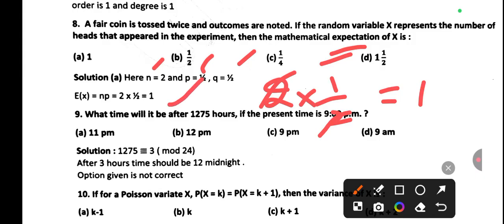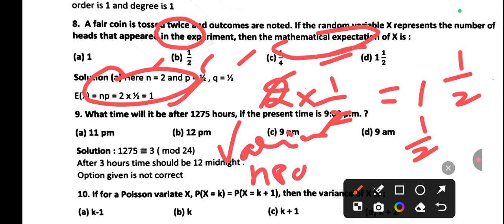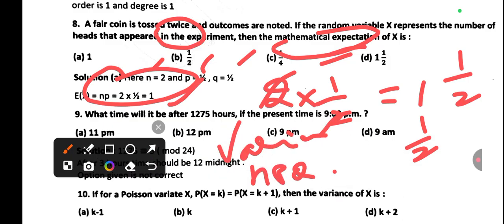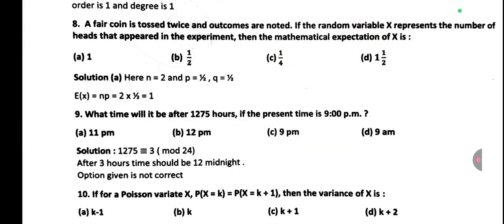Simple. n we know: a fair coin is tossed twice, so n is 2. In one coin toss, the probability of head is 1 by 2, tail is 1 by 2. They asked for the mean, the mathematical expectation, so np is the formula. Suppose in the question they had asked variance, then you will write npq, that is 2 into 1 by 2 into q value, again 1 by 2. So you will get the answer as 1 by 2.